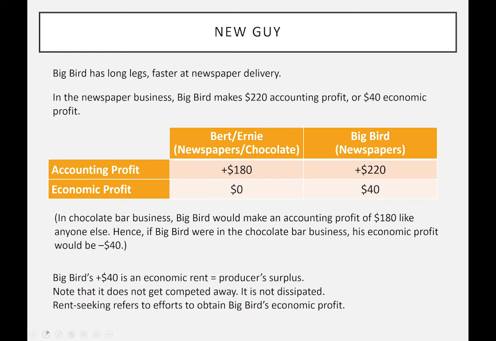It doesn't get dissipated, at least through normal competition, because nobody can imitate Big Bird. Of course, people might try, and this sometimes goes by the name of rent seeking: efforts to try to obtain Big Bird's special status, or economic profit, or rent. Sometimes the $40 can also be construed to be compensation, in effect, for Big Bird's long legs, and that's not an incorrect way of looking at it. It's just another input that's required to perform what he's performing. Again, we'll look at this question later.